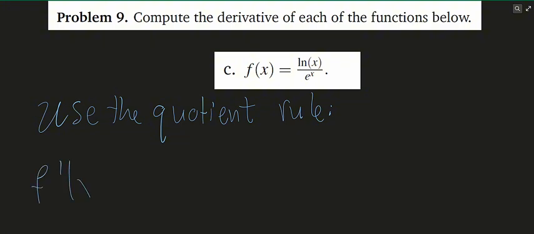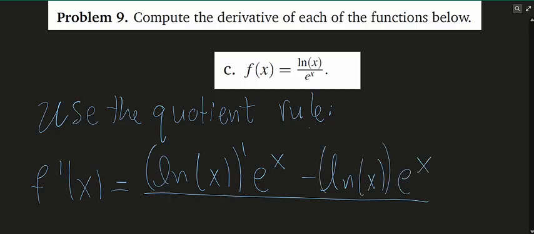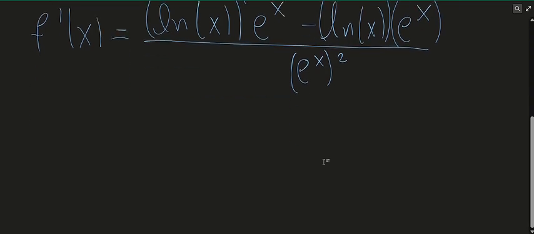F prime of x is equal to ln of x prime multiplied by e to the x as is, minus ln of x multiplied by e to the x prime. Literally, you just want to do the quotient rule. I'm literally just plugging into the quotient rule, divided by e to the x squared. Okay.